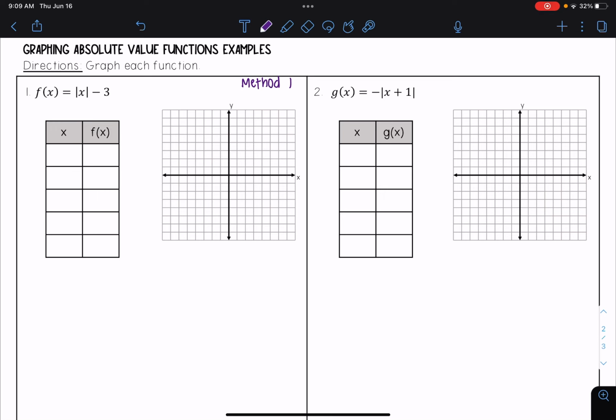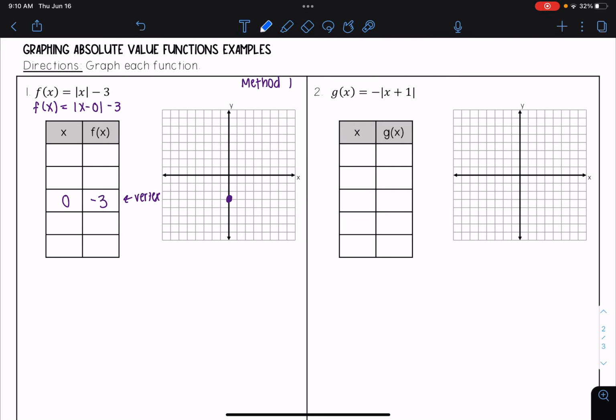So my first step is I want to identify the vertex. So I'm going to go ahead and rewrite this so it looks more like my vertex form. So absolute value of x is the same thing as absolute value of x minus 0 minus 3. So that means that my vertex here is at 0, negative 3. So that's where my graph is going to start. It's going to be at 0, negative 3.